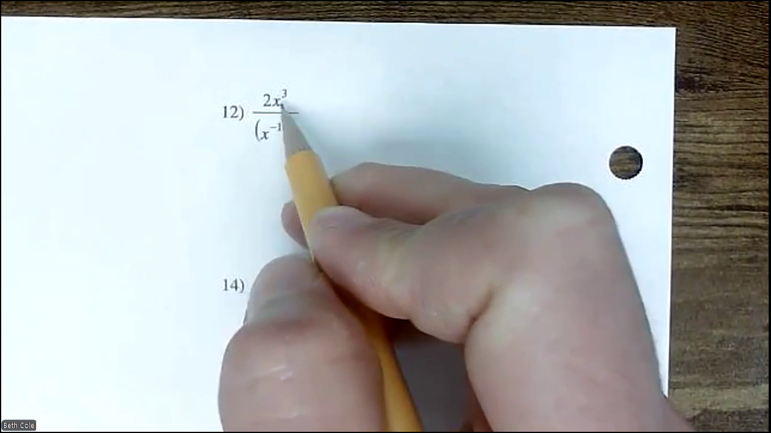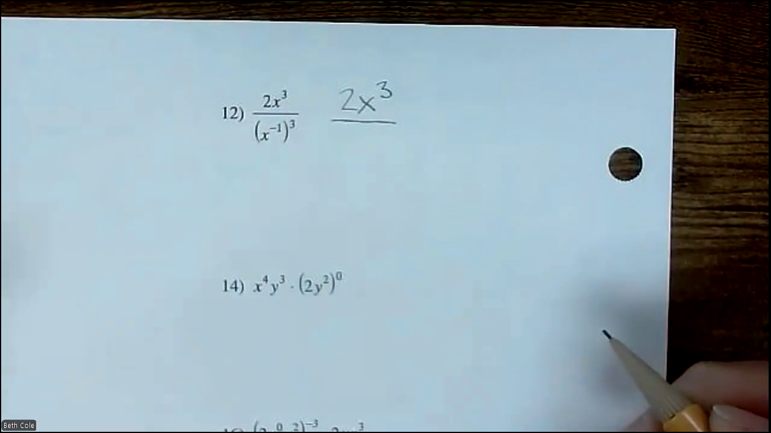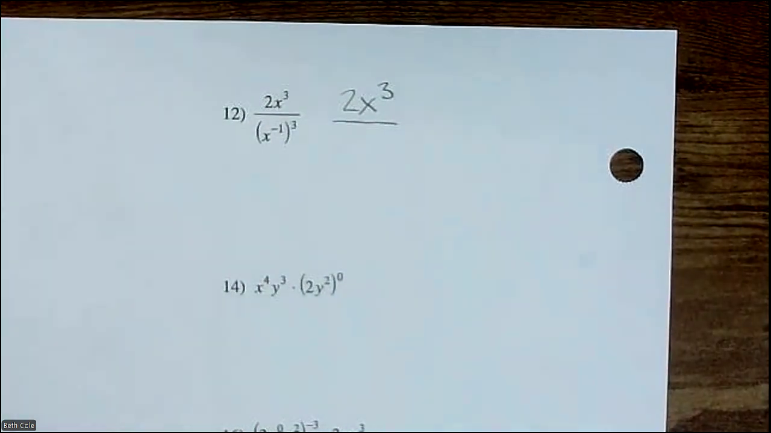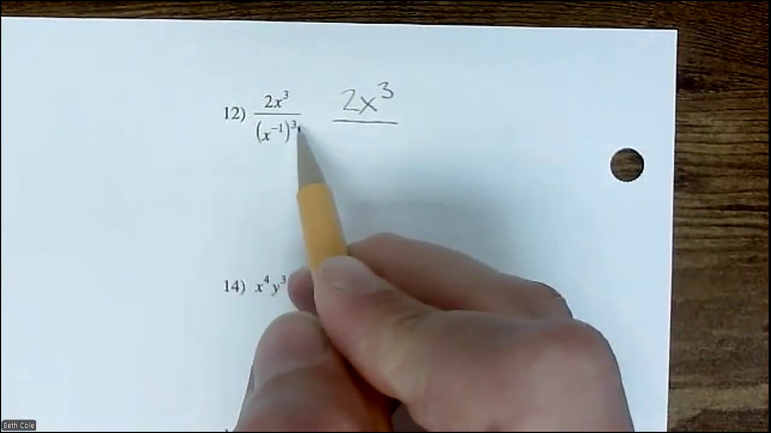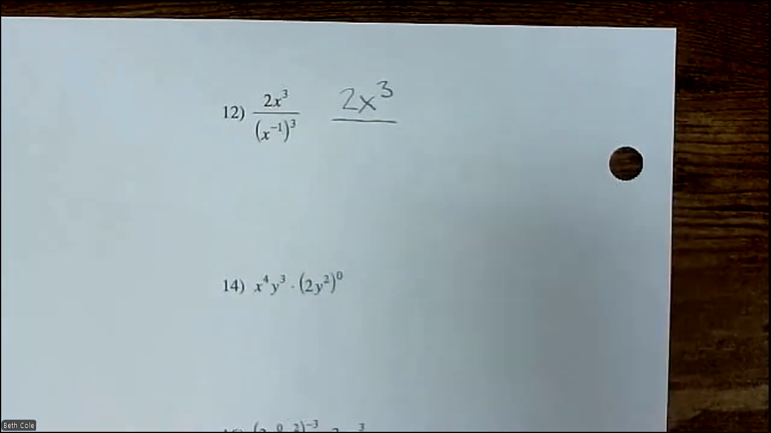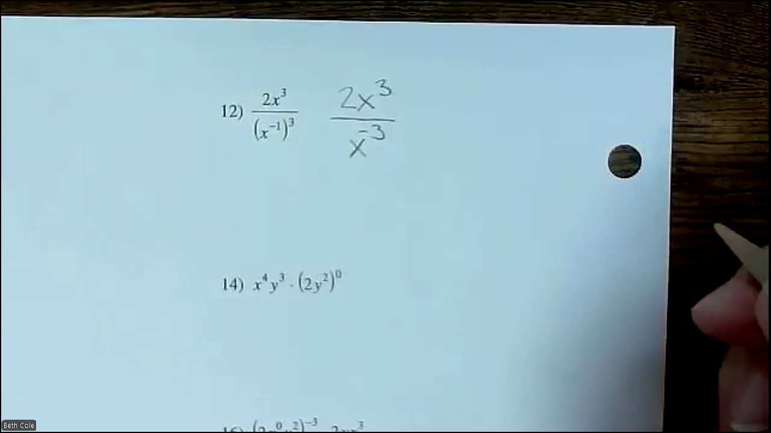All right, so for number 12, that 2x cubed, you're going to just leave that alone for a second. We're going to do the denominators. So do you see how it's a power? Now I have our little cheat sheet written on the board. A power means you're going to multiply. So -1 times 3 is -3.